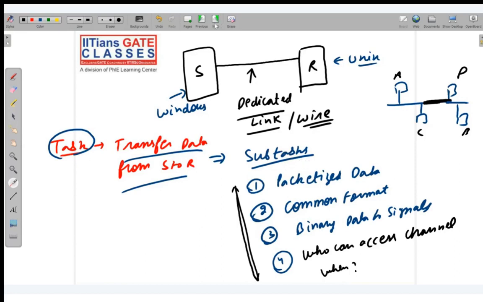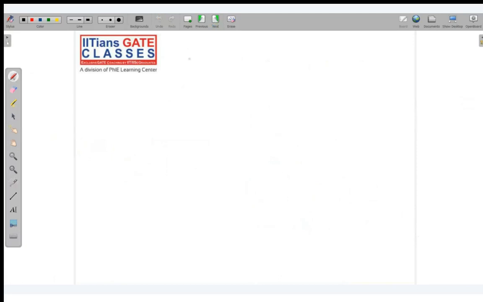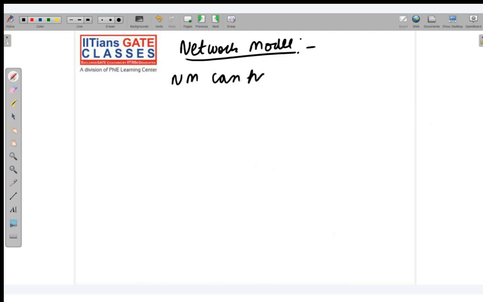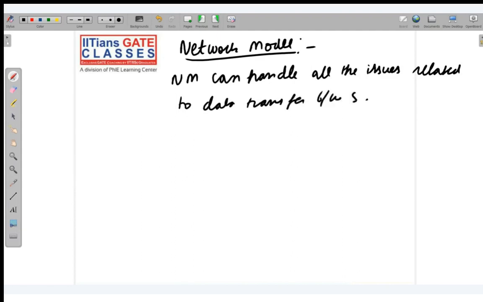So let me jump to the next slide. We have to do lots of subtasks. So next is the network model. So what is a network model? The network model will take care of all these subtasks, or you can say all the issues. So we can say the network model, or NM, can handle all the issues related to data transfer between sender and receiver.